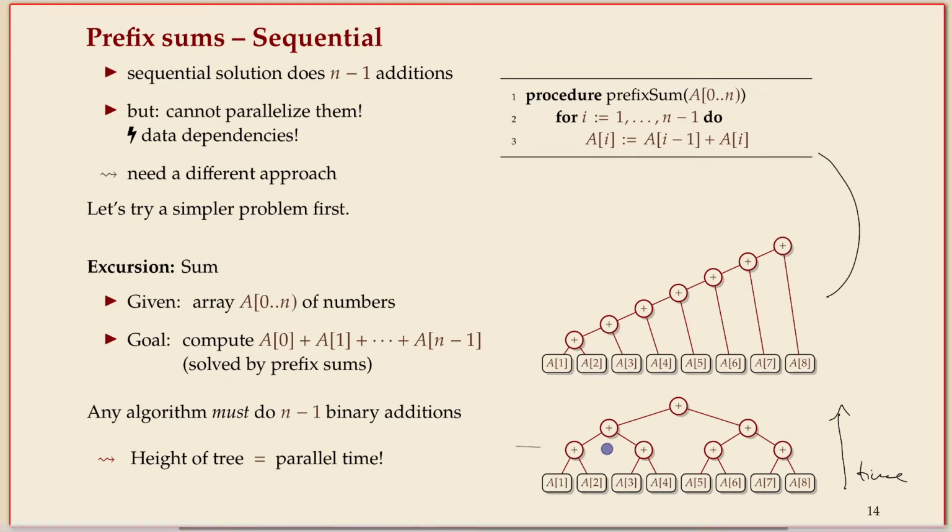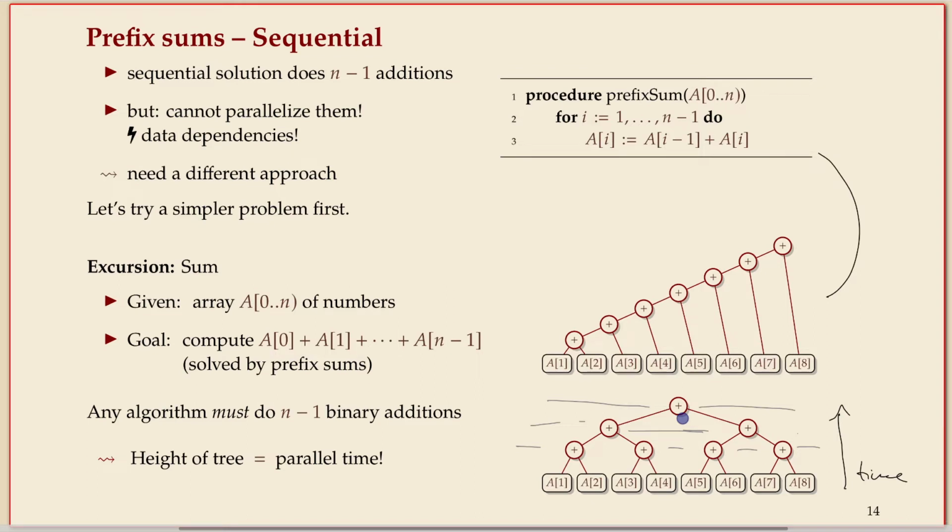This is the first time step. That's the second time step. And then there's one last time step. You see it gets less and less busy. So here 4 PEs were busy, here just 2, and then just 1. But we reduced the height of the tree. Here the height was 7, and here it's just 3. Okay? Cool, so we want to do that.